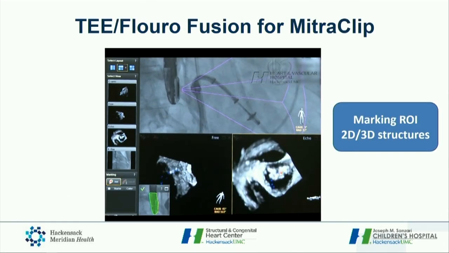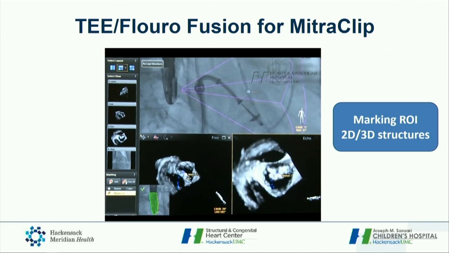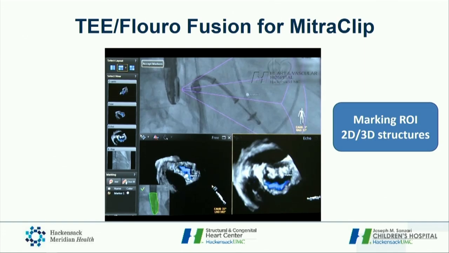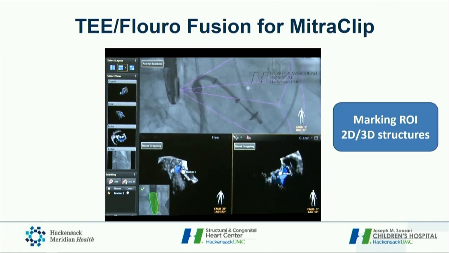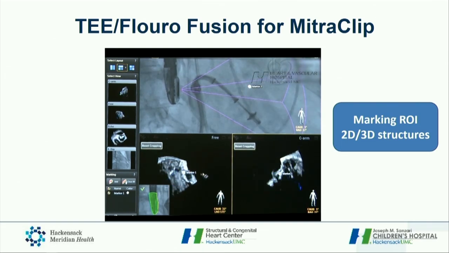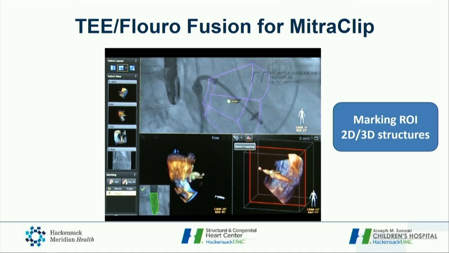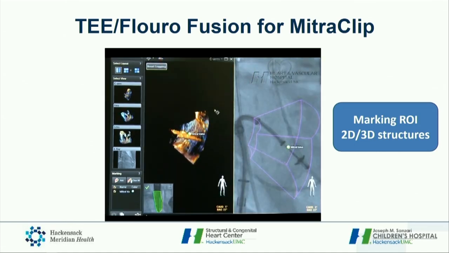You can also use it for MitraClip. This is a TE fluoroscopy fusion. It's a live fusion here. So here we're doing a couple of things. We're marking a region of interest, which is the MitraClip and the region of interest that we want to address. Then it's overlaid onto the fluoroscopy, the marker as it moves, so you can direct your MitraClip catheter.